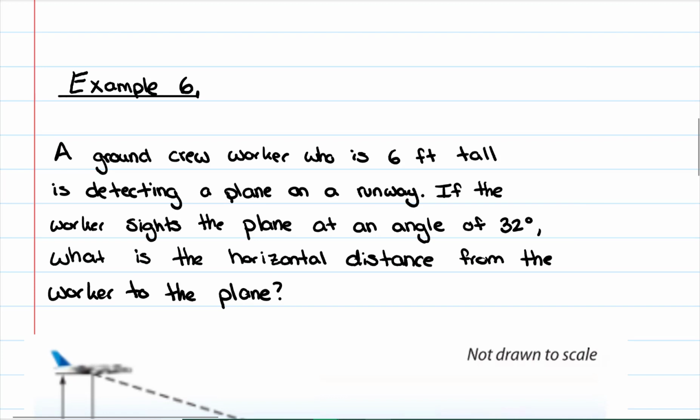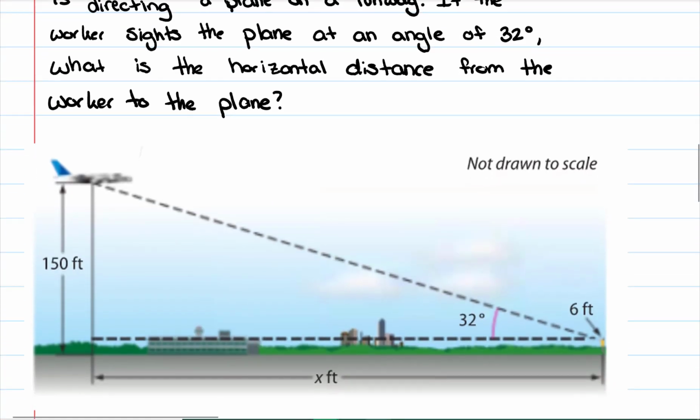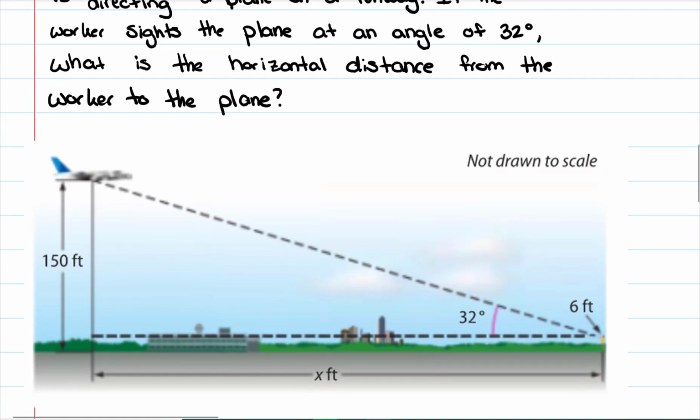Alright, example 6. A ground crew worker who is 6 feet tall is directing a plane on a runway. If the worker sights the plane at an angle of 32 degrees, what is the horizontal distance from the worker to the plane? So here's an image, and you've got the little dude right down here. This is our person, and he's 6 feet tall, and he's looking up at this plane over here.